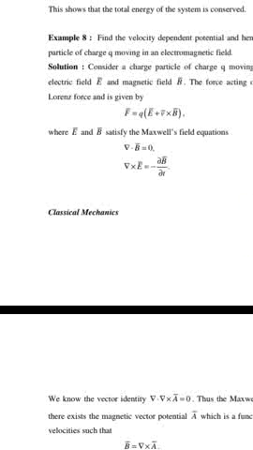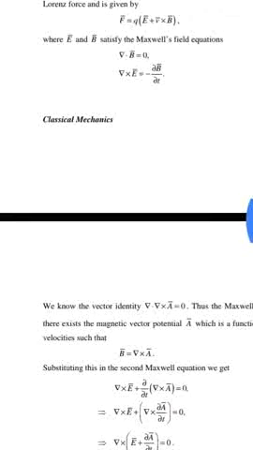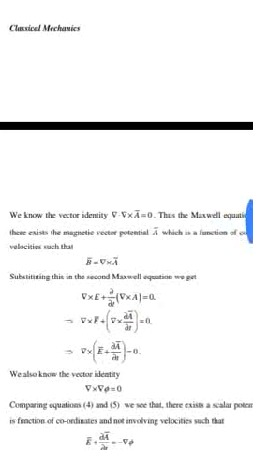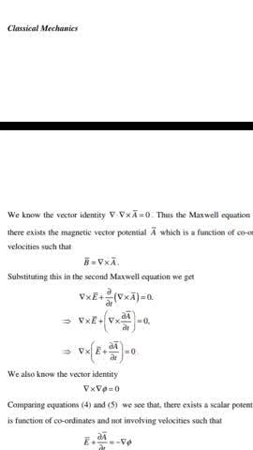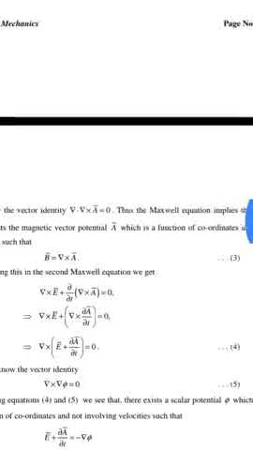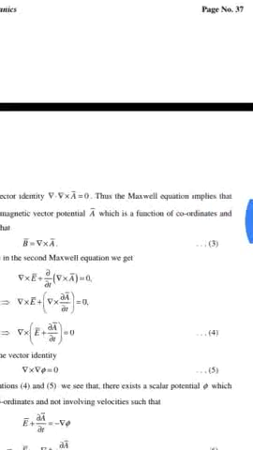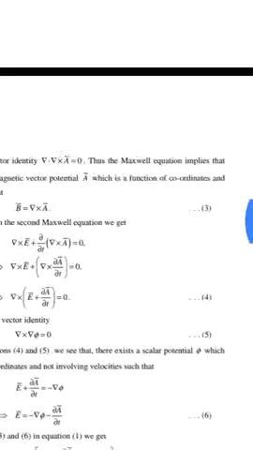equations. Del dot B bar is equal to 0 and del cross E bar is equal to minus dou B bar by dou t. We know that the vector quantity del dot (del cross A bar) is equal to 0. Thus the Maxwell equation implies that there exists the magnetic vector potential A bar, which is a function of coordinates and velocity, such that B bar is equal to del cross A bar.